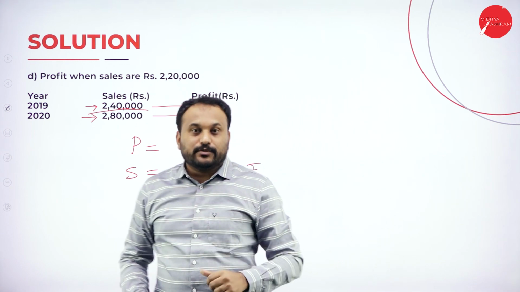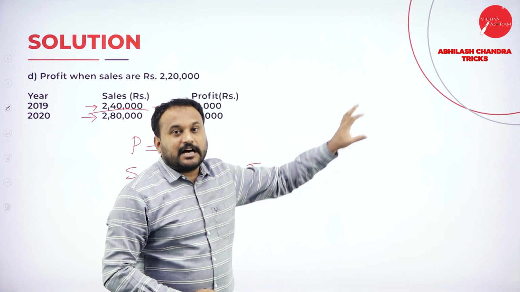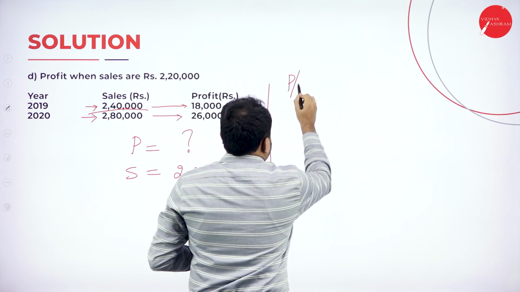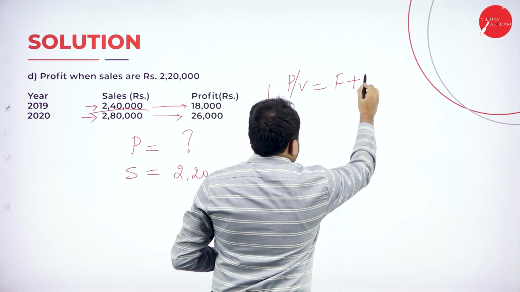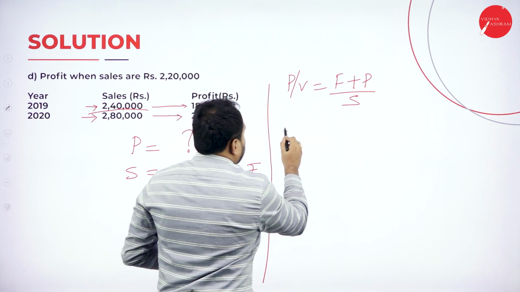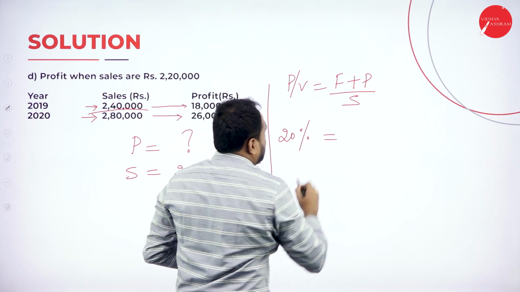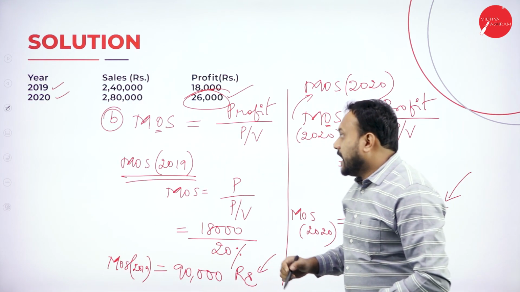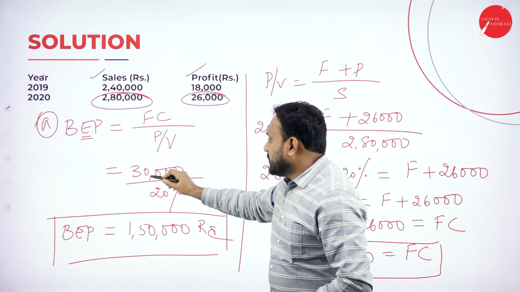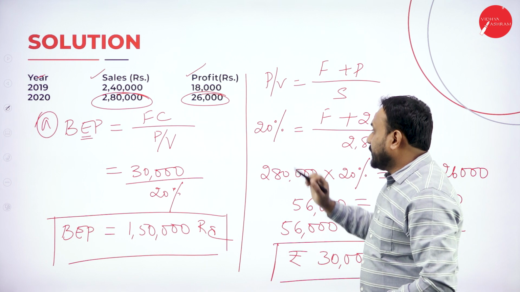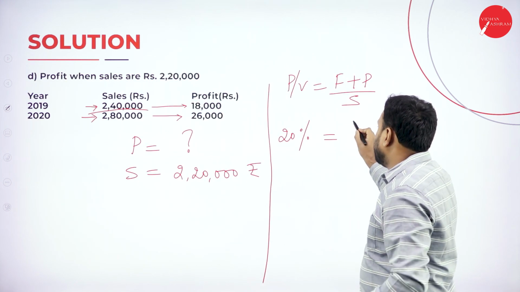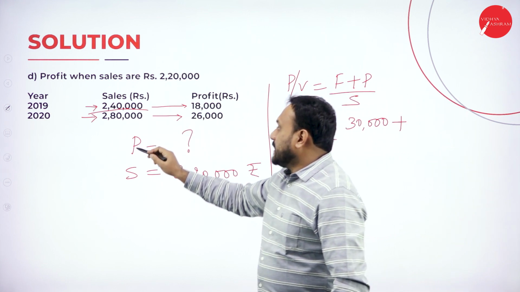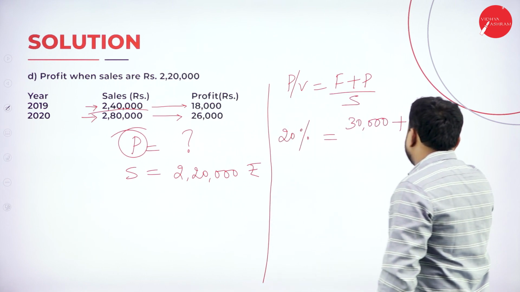For that, what you should do is go with the ACT, that is Abhilash Chandra tricks. The same kind of formula. We have PV is equal to F plus P divided by S. Now PV is how much? 20%. Now what is F? Fixed cost. We have calculated fixed cost, isn't it? Let's check our fixed cost. Here, fixed cost is 30,000. So we need to take the fixed cost here, 30,000 plus. Now what are they asking? We need to find profit. So it is P here.